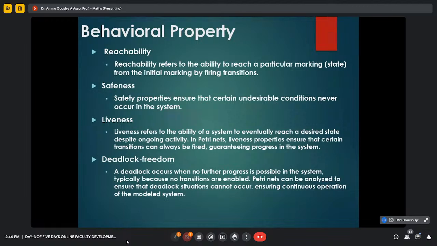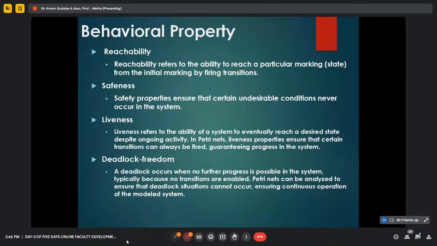Next is safeness. When you do some experiments, some undesirable conditions will be there. You can identify those undesirable conditions and eliminate them using the safeness property. Studying the safeness property ensures that certain undesirable conditions never occur in the system. If one happens, it will alert you so that we can avoid such conditions and our system will be safe. That is our safeness property.